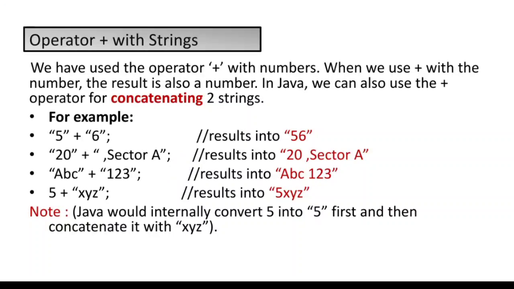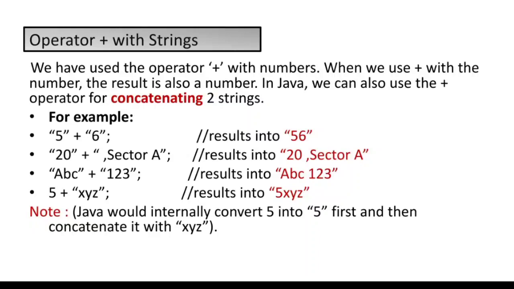Then the plus used in strings. If the plus sign is used with strings, it is treated as a concatenation operator, which means it joins two strings, whereas if the plus sign is used with numbers, it adds the two numbers and gives the result. Some examples are given here: 5 plus 6 given in double quotation marks. These are treated as string literals. When you use the plus sign, it concatenates and joins them, and the answer will be 56.